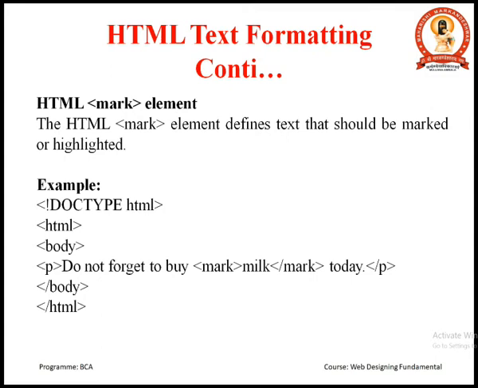So, we need to put that milk word, or any other word within a paragraph or sentence which we want to highlight, within the mark tag. The mark tag is basically a pair tag, and a pair tag has the property that if it is started, then it needs to be closed. You can see in the example we have started the mark tag before the milk word, and after the milk word we have closed the mark tag, and after that today, and we have closed the paragraph tag.